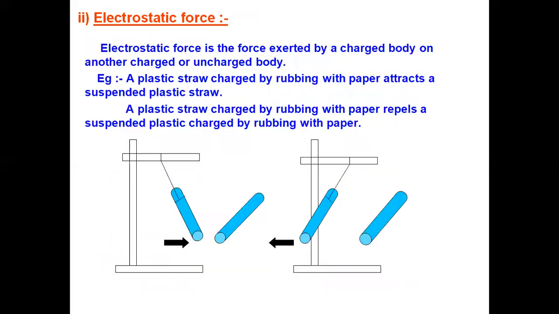Second comes electrostatic force. This is a force exerted by a charged body on another charged or uncharged body. Children, first of all, you have to remember the definition of it: a force exerted by a charged body on another charged or uncharged body. For example, here we can take a plastic straw. When you rub the plastic straw, it gets charged. So it can attract the other suspended plastic straw.